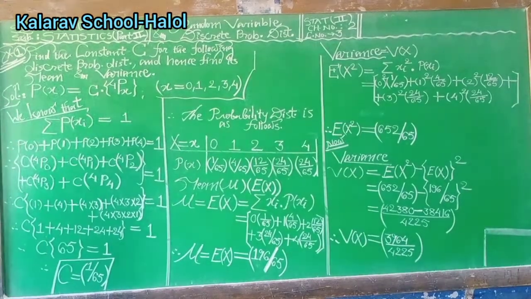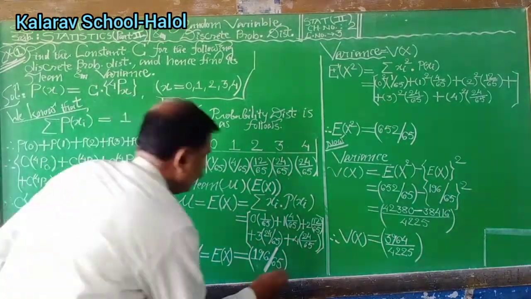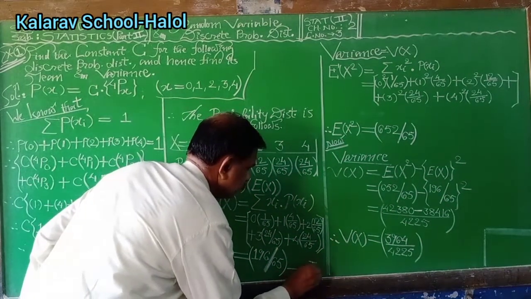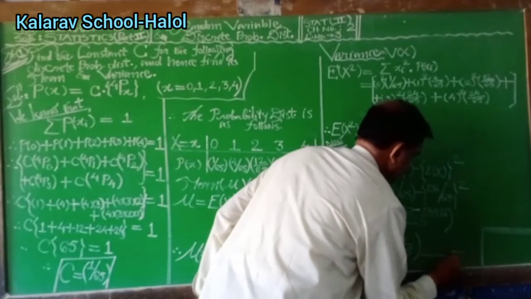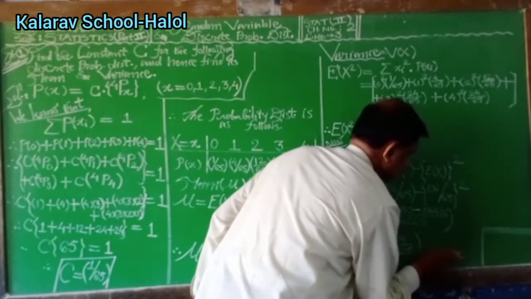Call this as answer number 1, mean, and call this as answer number 2, its variance. Right?